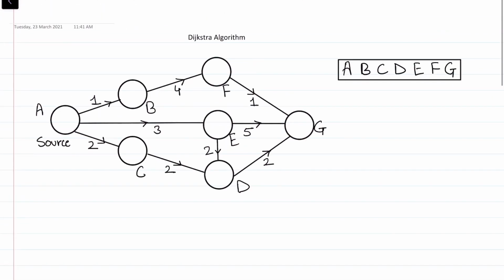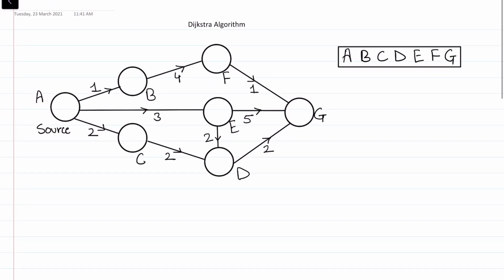Now going back to the example, the first step in Dijkstra algorithm is to initialize the source node to 0 and all the other nodes to infinity, since we do not know the distance from the source node to all the other nodes.